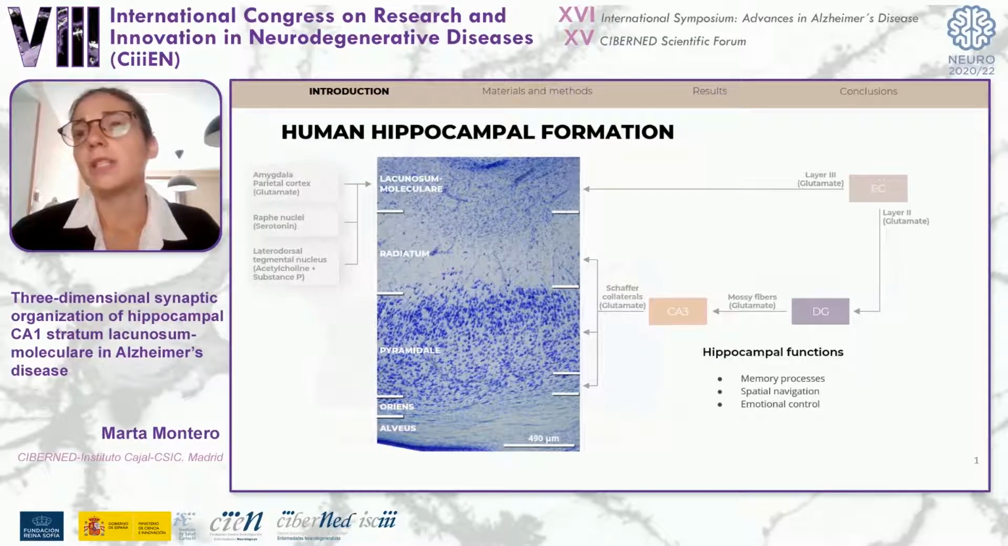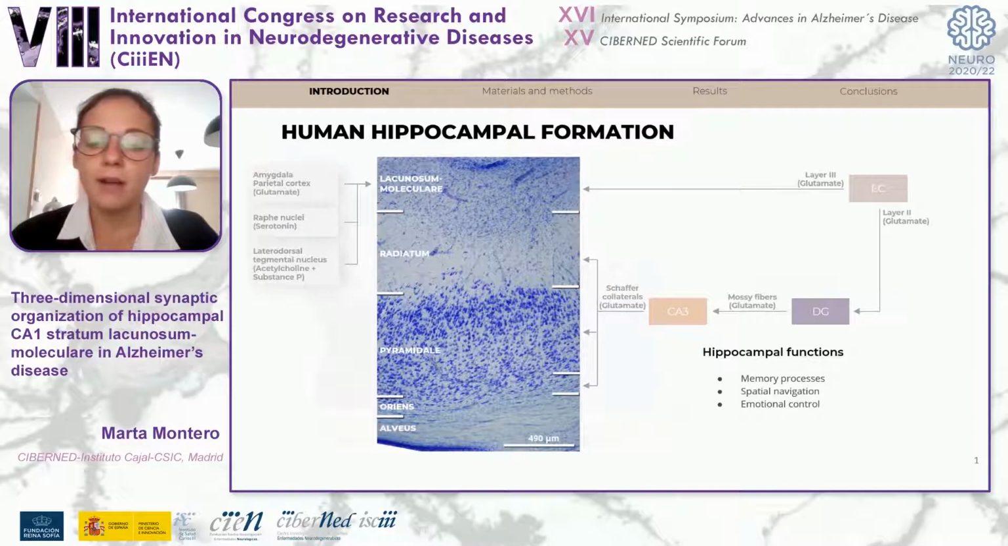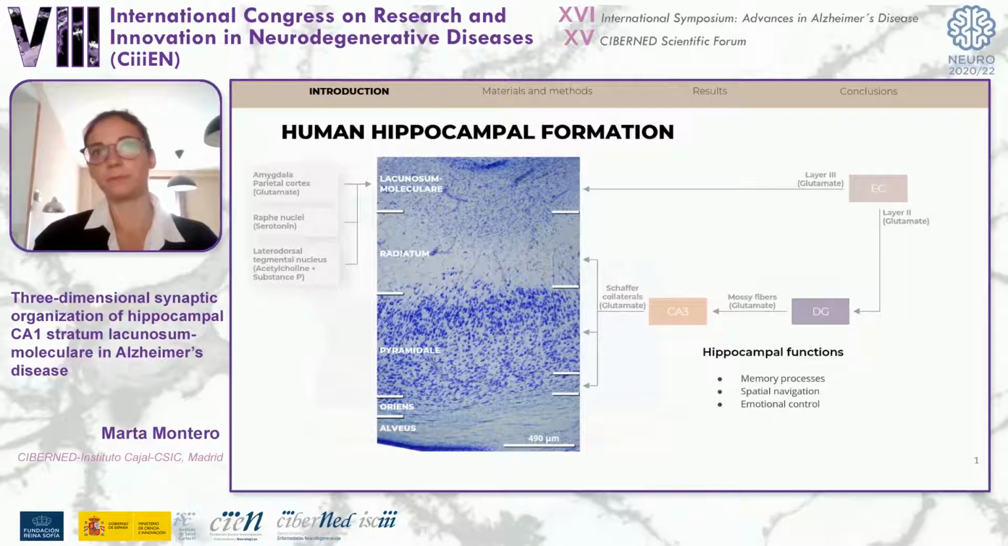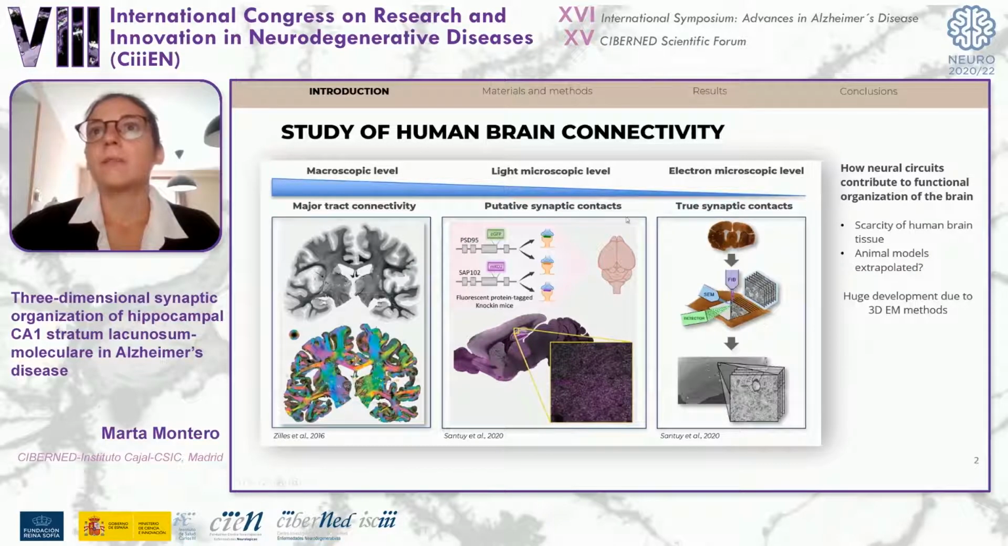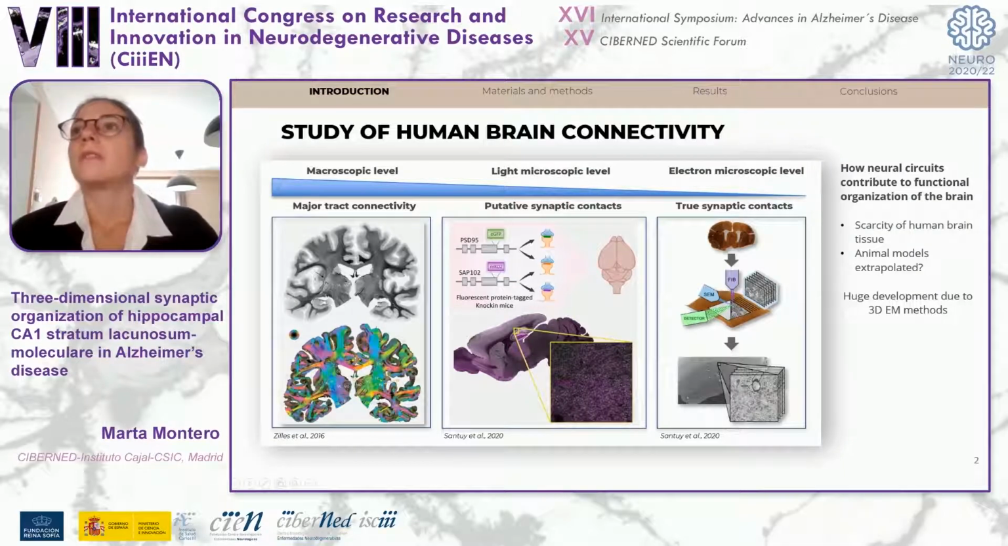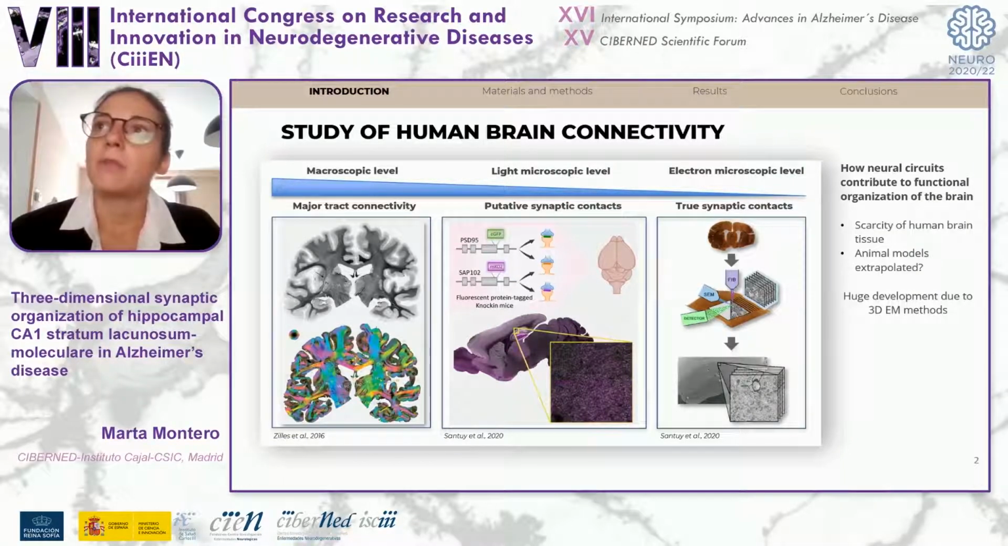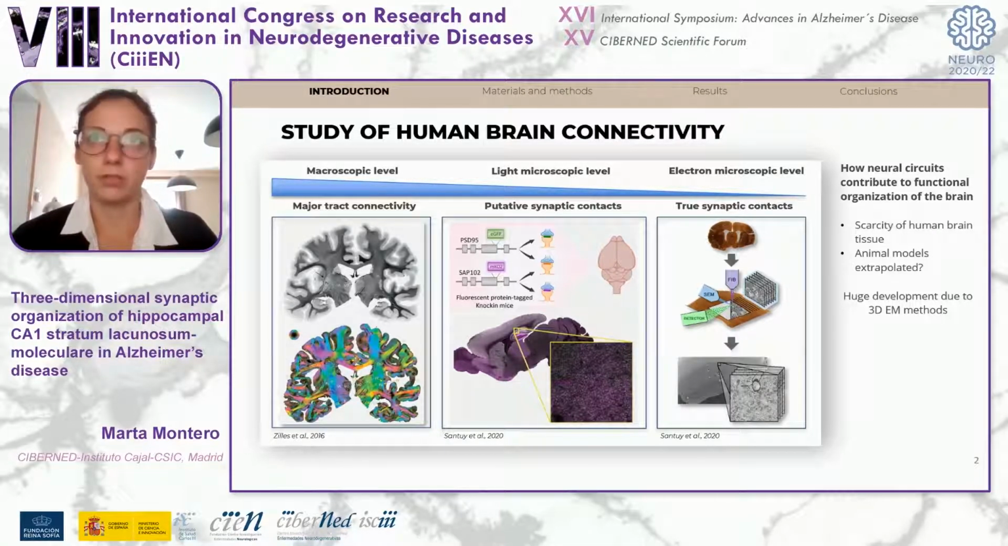Due to this extensive connectivity, the hippocampal formation is implicated in a variety of functions, such as memory processes, spatial navigation, and emotional control, and there are many pathological conditions associated with alterations in the synaptic circuits of the hippocampus. Therefore, studying the exact way synapses organize in the brain is a crucial step toward understanding the functional organization of the brain. However, true synaptic contacts can only be observed using electron microscopy techniques. Since we don't know if the data obtained from animal models can be reliably extrapolated to humans, applying these techniques directly to the human brain is a major goal in neuroscience.